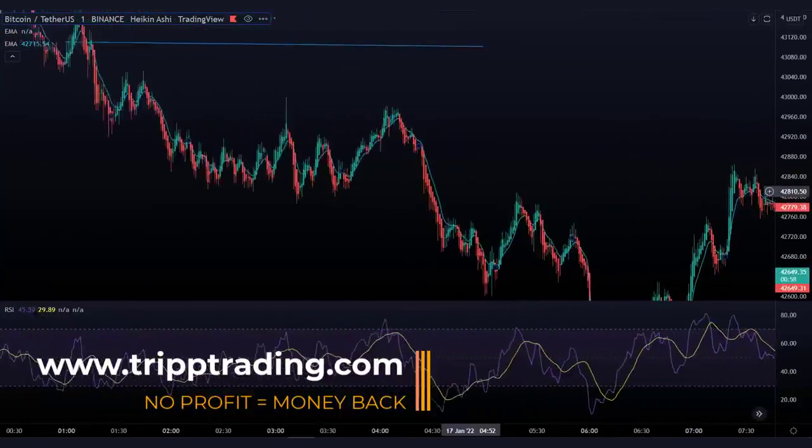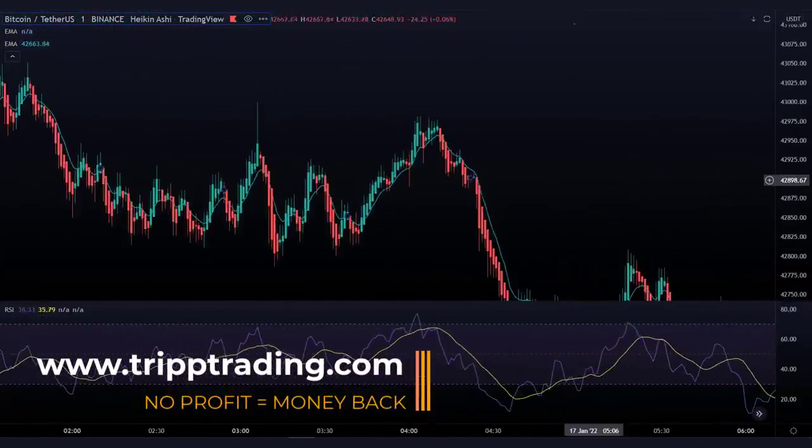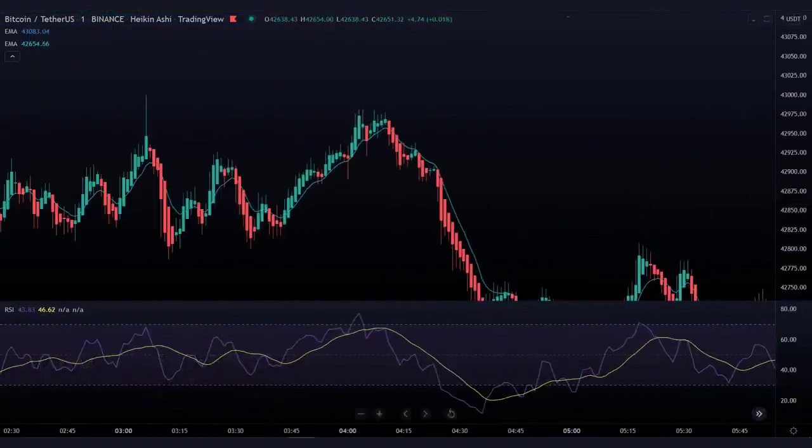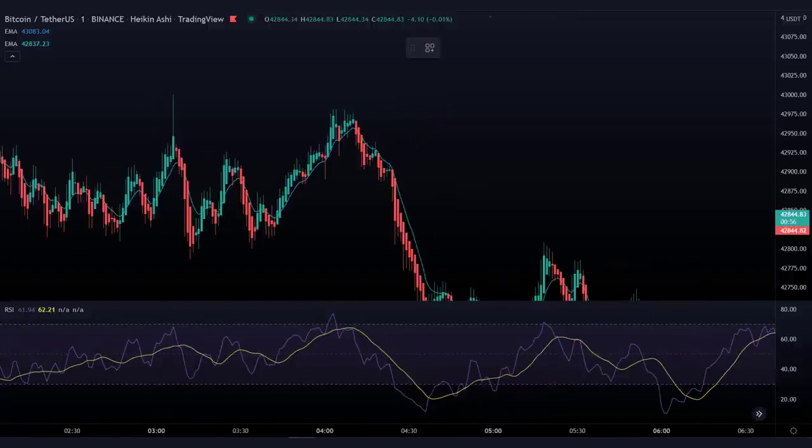The first confirmation is a red Heikin Ashi candle. A red Heikin Ashi candle is a strong confirmation that the price may fall further. Here you see a red Heikin Ashi candle at the same time as an overbought RSI. As a final confirmation, we want to see a red Heikin Ashi candle close below the other EMA indicator that is moving close to the price. Here you can see a red Heikin Ashi candle closing completely below the EMA. This gives us enough certainty to open a short position.